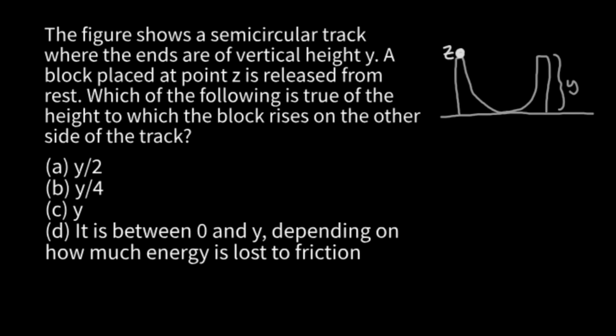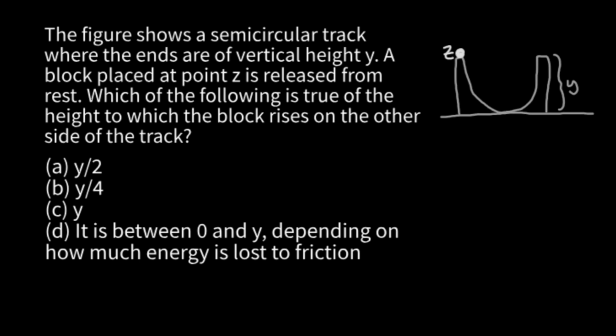I'm going to begin this video with a challenge problem from the last video, which is a really good preview into what we're going to be doing today. So we have a semicircular track where the ends are of equal vertical height y, and a ball or a block is placed at point Z and then released from rest. We want to know which of the following is true regarding the height to which our object will rise on the other side of the track.